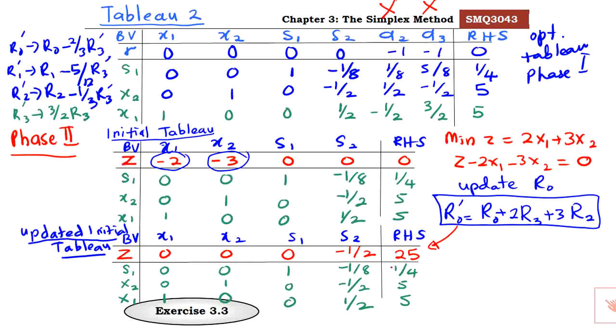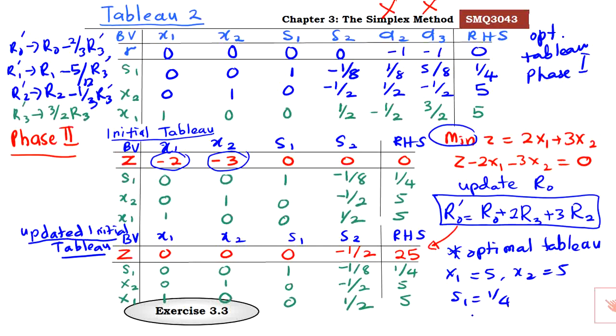Okay, so there is no more positive coefficient for this minimization problem. Therefore, we can conclude that this is the optimal tableau. x1 equals 5, x2 equals 5, s1 equals 1 over 4, and z is 25.